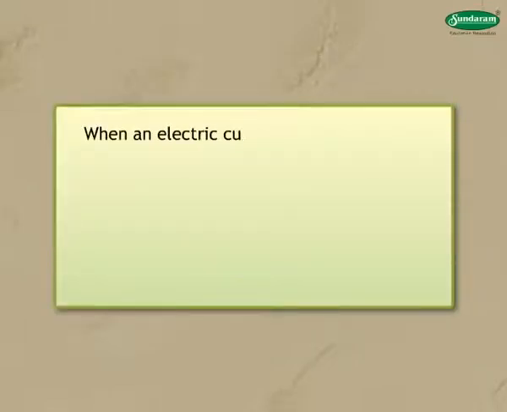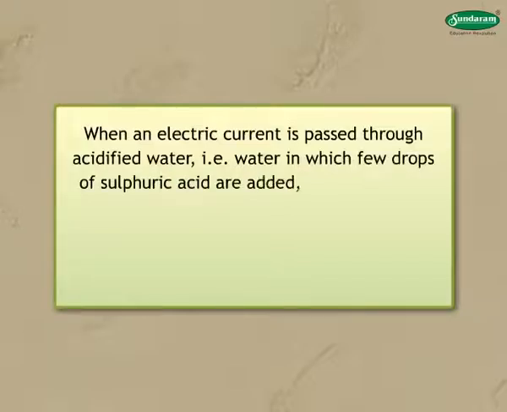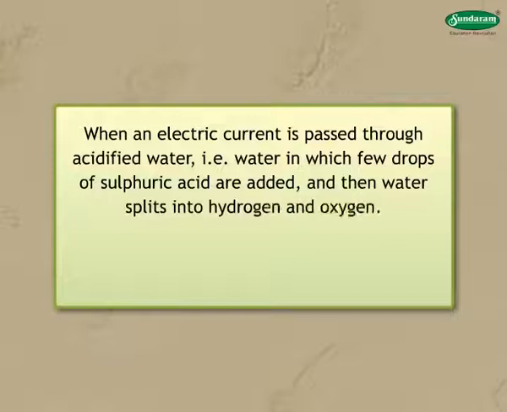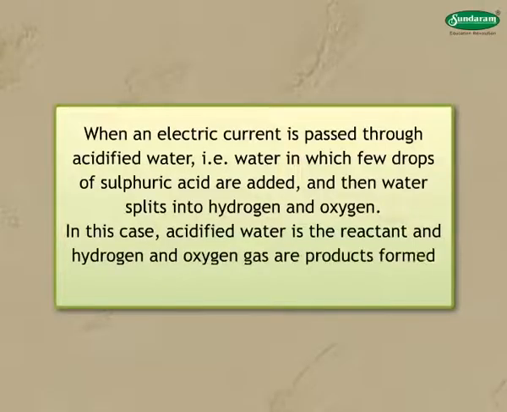When an electric current is passed through acidified water, that is, water in which a few drops of sulfuric acid are added, then water splits into hydrogen and oxygen. In this case, acidified water is the reactant and hydrogen and oxygen gas are products formed because of decomposition.